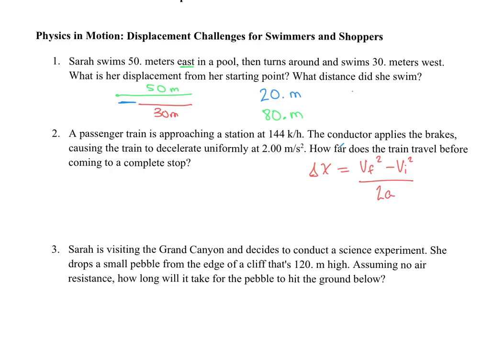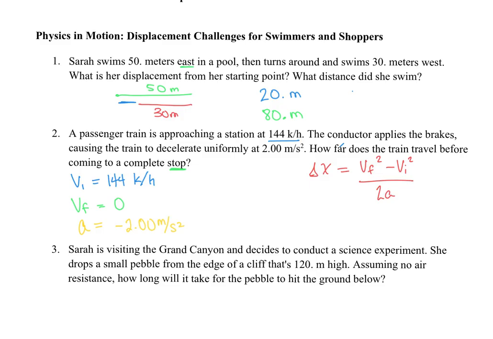So in this case, it says a couple keywords. The station starts there. That is my initial velocity, 144 kilometers per hour. Final velocity, well, coming to a complete stop. That is 0 kilometers per hour. Acceleration: decelerate, I'm going to note that with a negative.